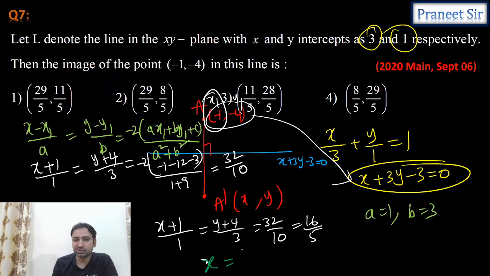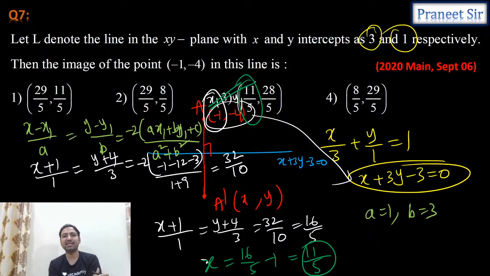So x equals 16/5 minus 1, which equals 11/5. So the x coordinate we calculated is 11/5, and 11/5 is there only in the third option. That's it. The third option is the answer, guys. Is it clear? We didn't calculate the y coordinate. Why? Because with the x coordinate itself we are getting the answer.